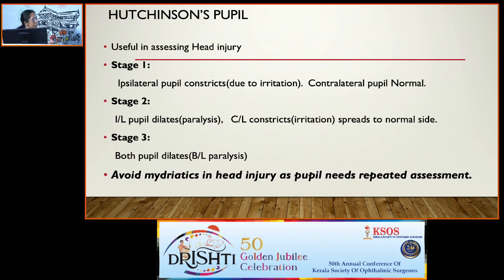Now, Hutchinson's pupil, which is very important, is useful in assessing head injury. In stage 1, when there is an increased intracranial tension, the ipsilateral pupil constricts initially because of irritation, but the contralateral pupil will be normal. And as time passes and the intracranial tension rises, because of the parasympathetic paralysis, the ipsilateral pupil dilates and the contralateral pupil starts constricting because of the irritation spreading onto the normal side. And in stage 3, because of parasympathetic paralysis, both the pupils will be dilated. So always avoid mydriatics in head injury as far as possible, as the pupil needs repeated assessment.